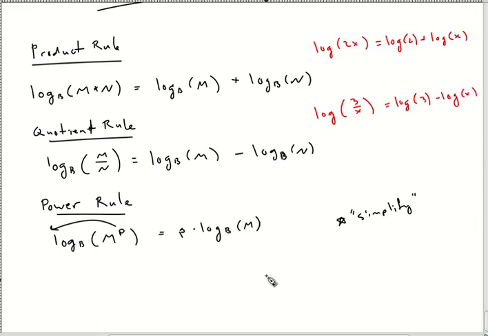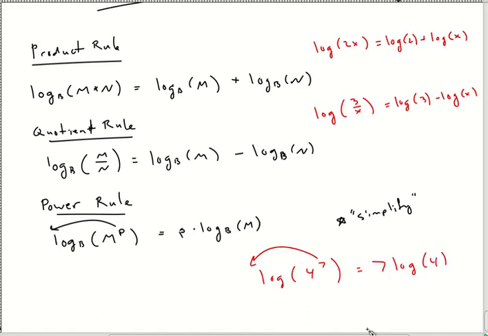The p power is the super easy one here. Let's say I have log of, I'm just going to make something up, 4 to the 7th power. Well, the 7 can come down to the front now. So 7 times log 4.